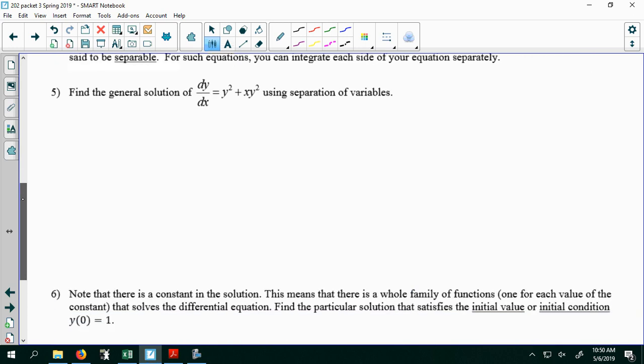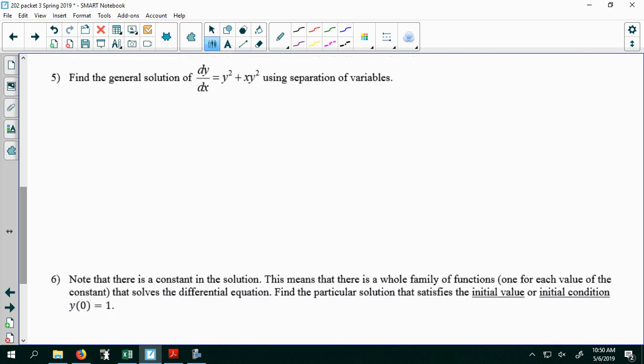So we want to find the general solution to this differential equation, dy/dx equals y squared plus xy squared. Okay, so I have dy/dx equals, there's a y squared in both terms here, so I'm going to factor it out, and I'm left with 1 plus x.